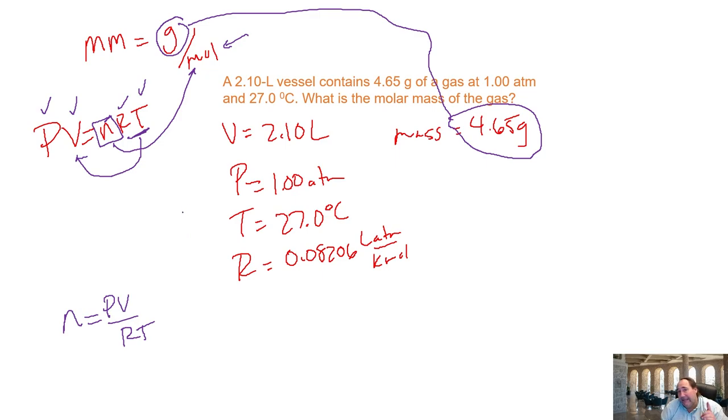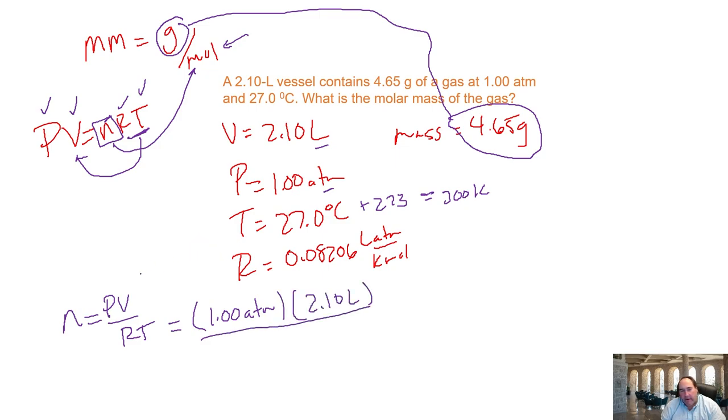We do need to make sure, since it is the ideal gas law, that everybody's in the right unit. So liters are good, atmosphere is good, Celsius, as we could expect, is not so good. So that's going to be 273 plus 27, which is 300 Kelvin, and R is good. So putting our numbers in, we will get our pressure of 1 atmosphere, our volume of 2.1 liters, our R of 0.08206 liter atmosphere per Kelvin mole, and our temperature of 300 Kelvin.